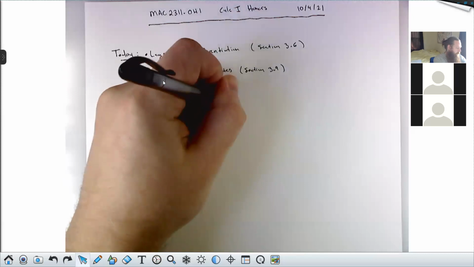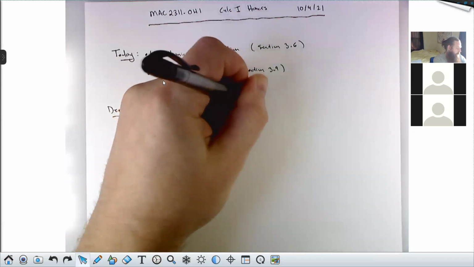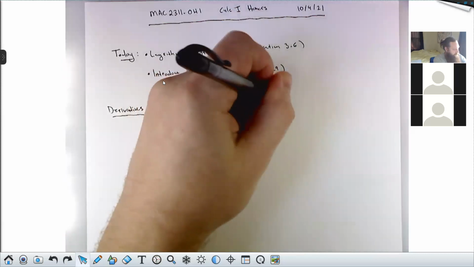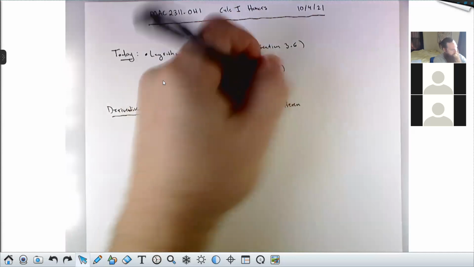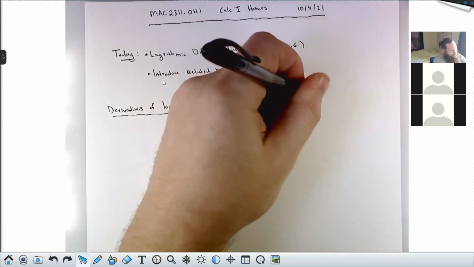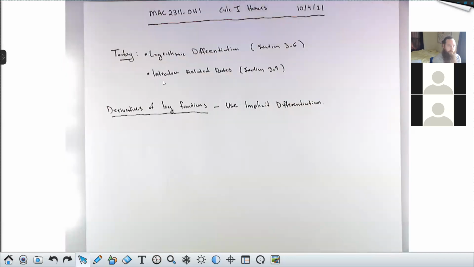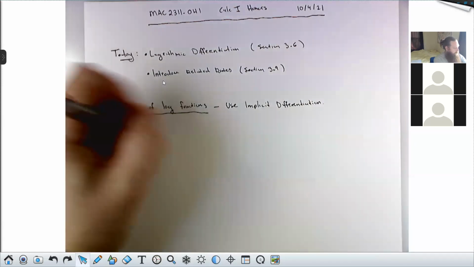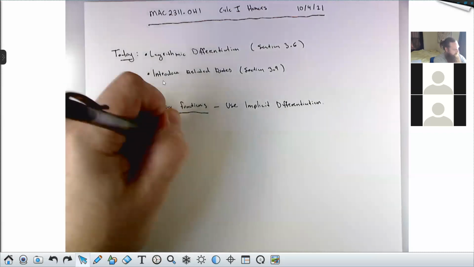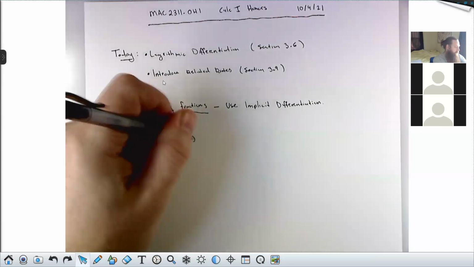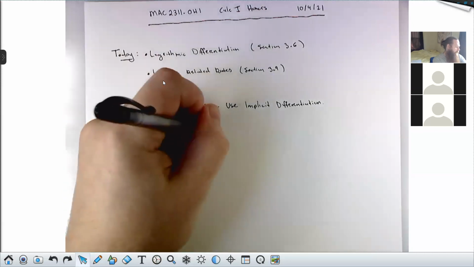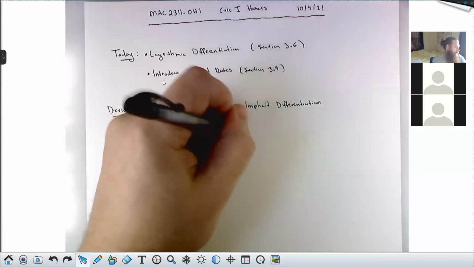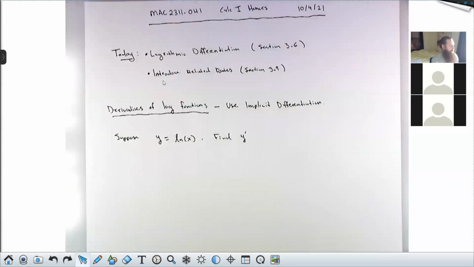We use implicit differentiation. And I'm just going to start by looking at, suppose y is equal to the natural log of x. I want to find y prime, right? I'm trying to find the derivative of ln x.